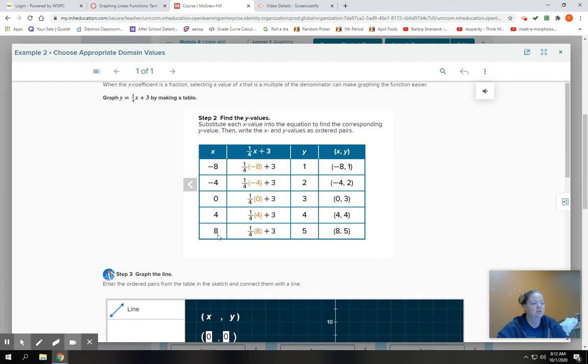Now, could we have picked other x values? Of course, we could have picked any input values that we wanted, but because we're dealing with a fraction of 1/4, we wanted to make sure we had ones that were easy to multiply with 1/4.